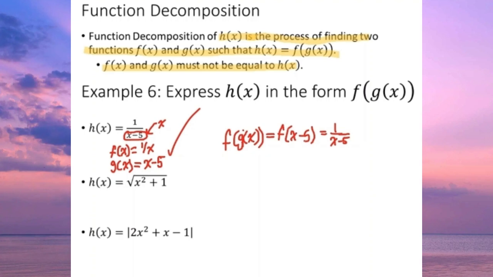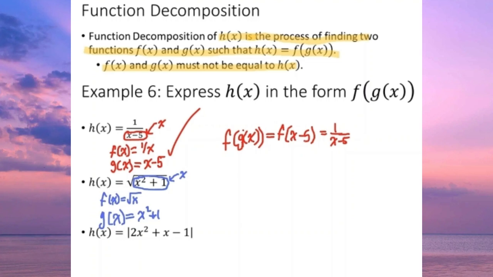Now let's take a look at h of x equals the square root of x squared plus 1. Again, g of x is going to be the expression trapped inside of an operation. Here, the x squared plus 1 is being square rooted, so we're going to make g of x equal x squared plus 1. To find f of x, we're going to replace the x squared plus 1 with x, and that'll leave us with the square root of x. So f of x is the square root of x, while g of x is x squared plus 1.